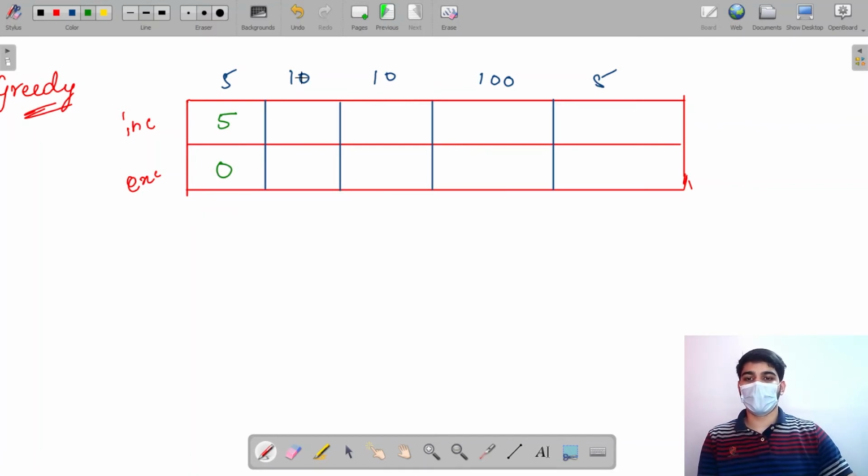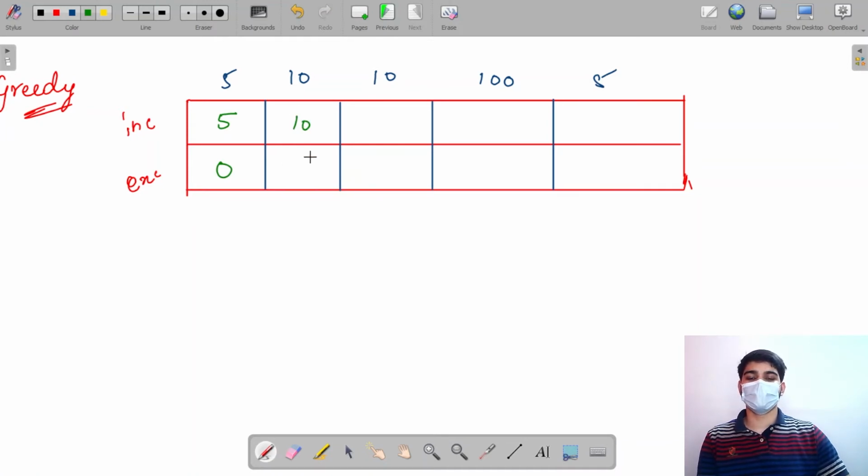Now, if you think about 10, if I have to include myself, I can only include myself if my previous element has excluded itself, because we don't want adjacent elements in the subset. So it's mandatory that the previous element had to be excluded. The subset had to exclude 5 in order to include 10. That means I would take this and include myself in it. So 0 plus 10 would give me 10.